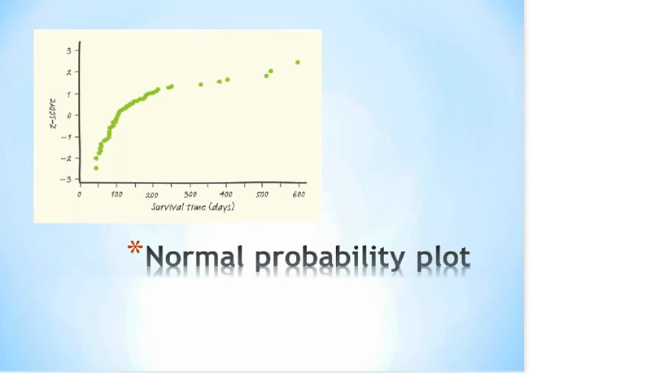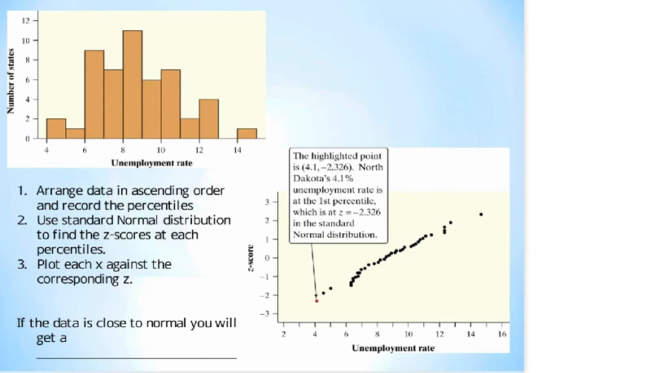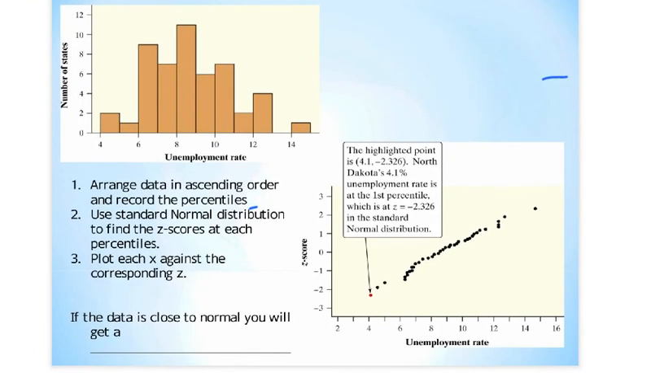All right, the last little thing we're going to look at is a normal probability plot. I'm not going to have you make them by hand, but I do want you to see them and see what they're telling us. A normal probability plot takes data from the unemployment example we just did. We arrange it in ascending order. Here's the histogram for this data. We record the percentiles, then use the normal distribution to find the z-scores at each percentile, and then plot the x's against the z's. Right here, these are my x's and these are my z's.